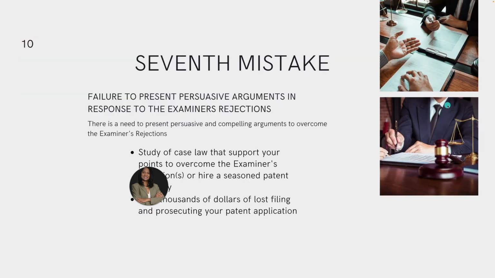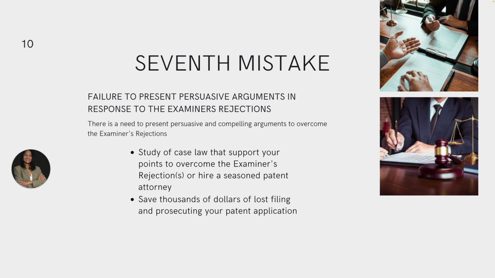Okay, and finally, the seventh mistake that inventors make is a failure to present persuasive arguments in response to the examiner's rejection. You have to give, like that song says, give the people what they want. You've got to give the examiner what he needs to see. And if the examiner is saying this is not new, it's not novel, it is obvious, you've got to make a compelling, persuasive argument, present that before the examiner.